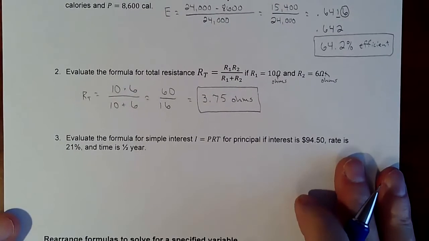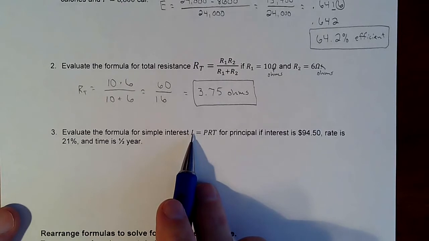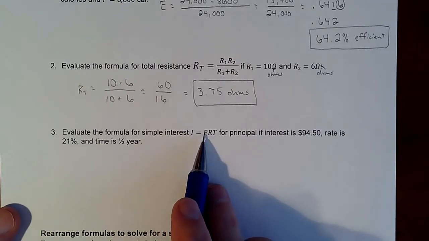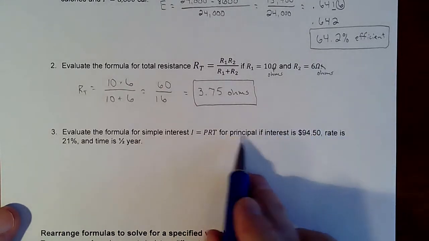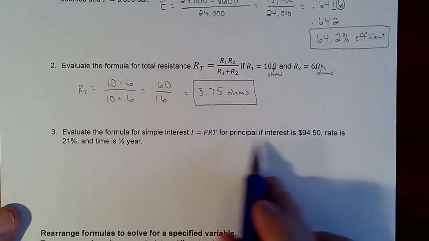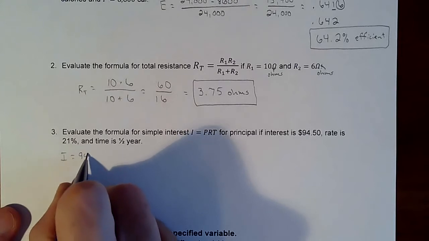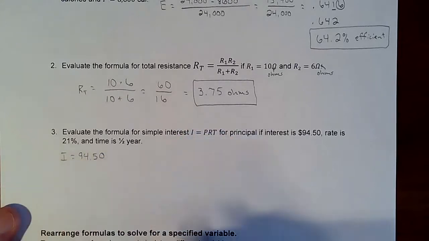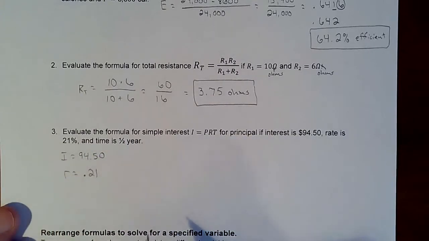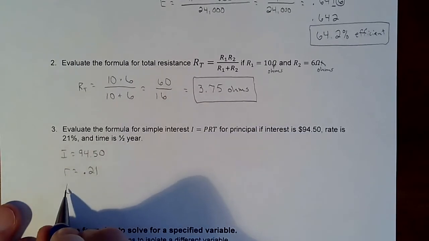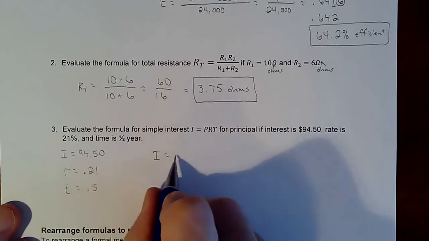And then our last of our formulas here is evaluate the formula for simple interest. This is our simple interest formula. Interest is going to equal your principal, your initial amount, times the rate, times the time. And here's what they give us. We're evaluating for the principal, if an interest is $94.50. Rate is 21%, so we're going to use the decimal version, 0.21, and the time is half a year. So 0.5 for your year. So your formula is PRT.